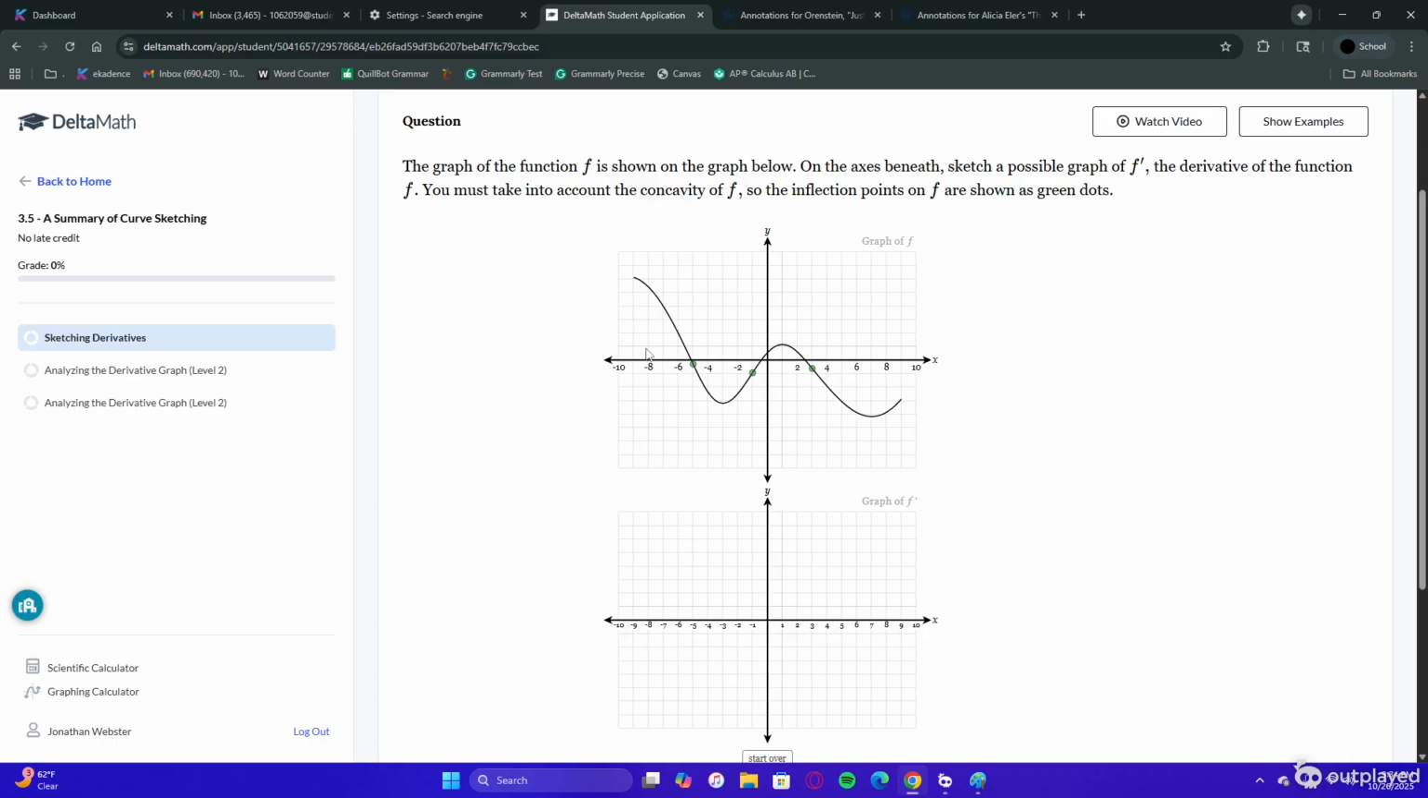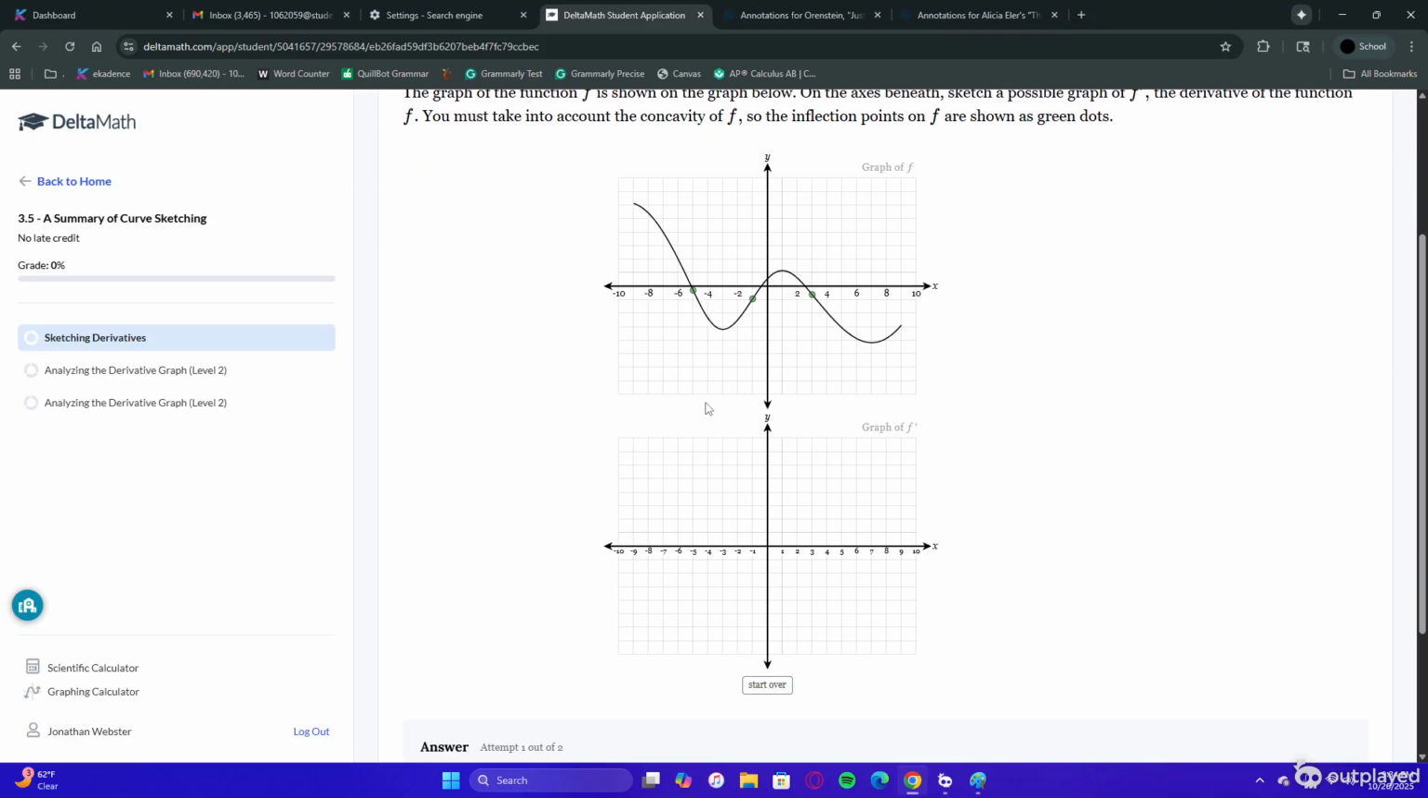So this first section from -9 to -5, they give us in the graph of f, you can see that it's concave down and it's decreasing. So what that means for f prime is that f prime is going to start below 0, and because it's concave down, it's going to be decreasing as well. So we could just start like right here at -9, and then it's decreasing all the way to -5.